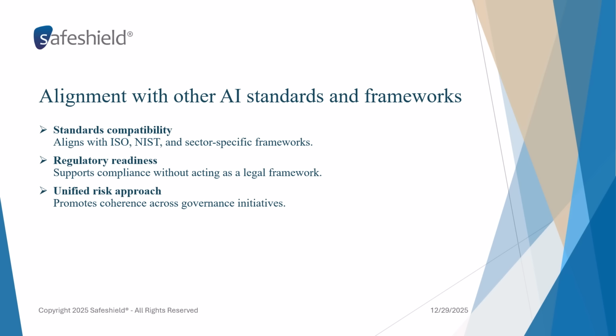Sector-specific guidance can be layered onto the framework as needed. This flexibility supports adoption in highly regulated environments such as healthcare, finance, and transportation, as well as in emerging or less regulated domains. Alignment reduces fragmentation across governance initiatives and enables organizations to maintain a coherent AI risk posture across jurisdictions, standards, and oversight expectations.